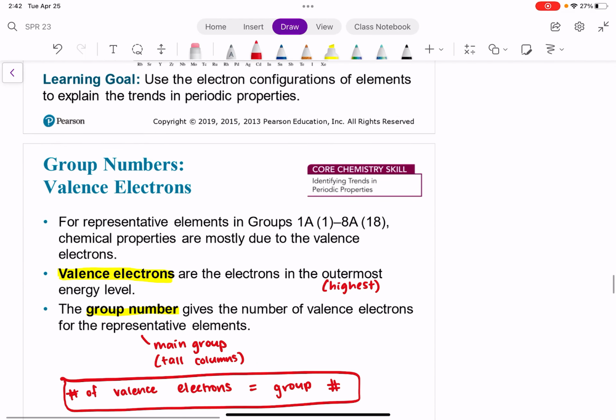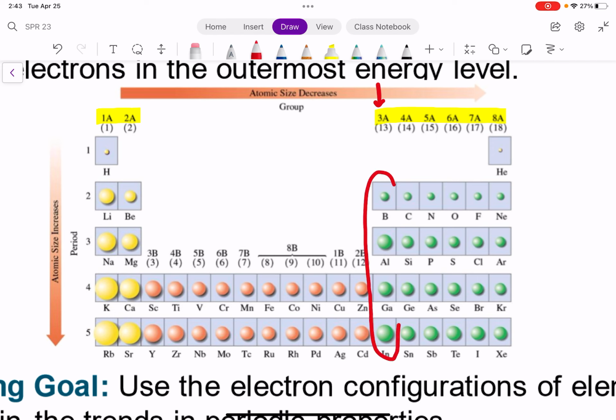Okay, so if you're in group 3, right here, so that's these elements here, how many valence electrons do you have? Yeah, 3, because the number of valence electrons equals the group number for main group elements. What are the main group elements? Those are the tall columns. Okay, what about when you're in 5A? Yeah, 5 valence electrons. So nitrogen has 5 valence electrons, phosphorus does, arsenic does, and so on. And what about if you're in group 7A? Yeah, 7 valence electrons for every one of those elements that are in that group.